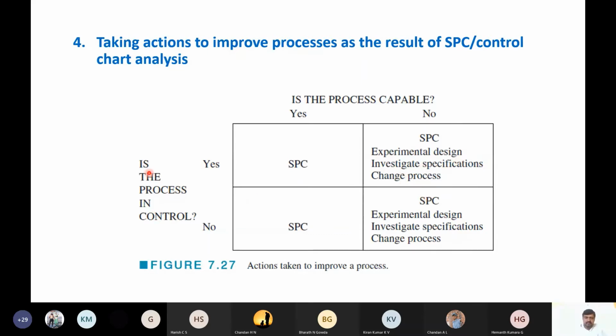Next, if the process is out of control, but process capability is good, then you can go for SPC, or else you should go for this. So this is a guide to make decisions regarding what action needs to be taken after evaluating a control chart.